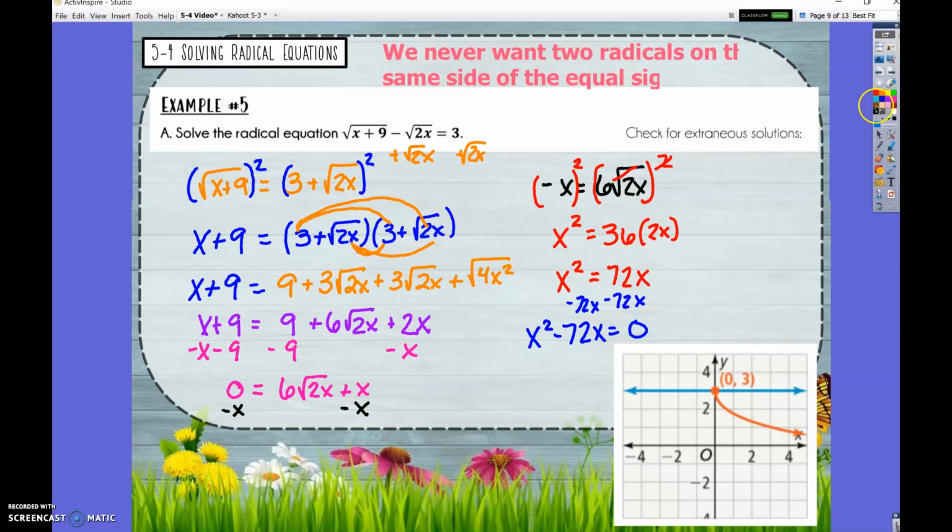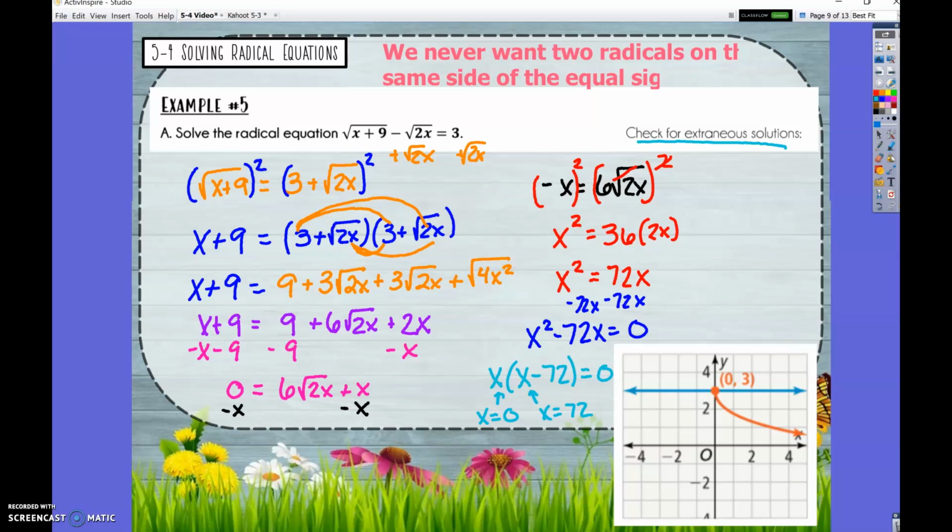And now we finally go back to that factoring. Lots of steps here. Take out an x from both these terms, leaves me with x minus 72. And I will know from this x that 0 is one of the solutions, and from this x minus 72, 72 is a solution. We always need to check for those extraneous solutions.